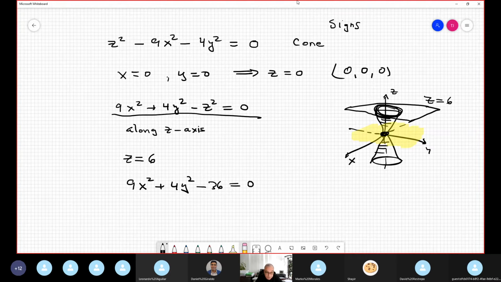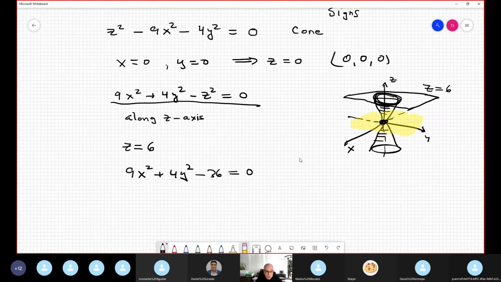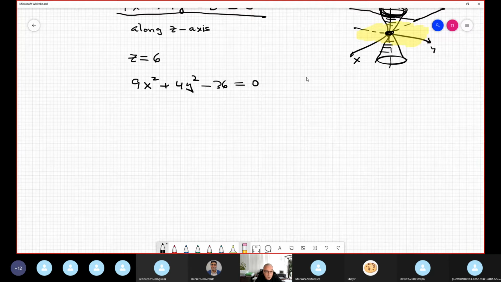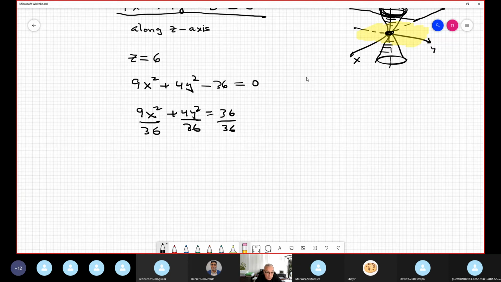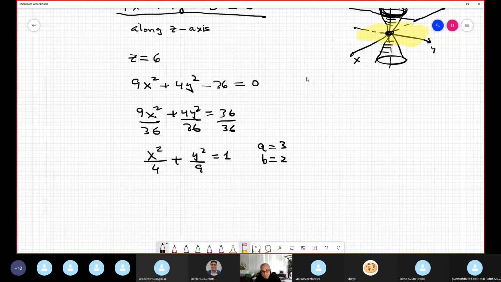The equation is 9x squared plus 4y squared equal 36, expressed in standard form, divided by 36. Remember, the right hand side in the conic should be 1. So this is x squared over 4 plus y squared over 9 equal 1. Okay, so I see clearly that A is 3 and B is 2. And this looks like an ellipse.